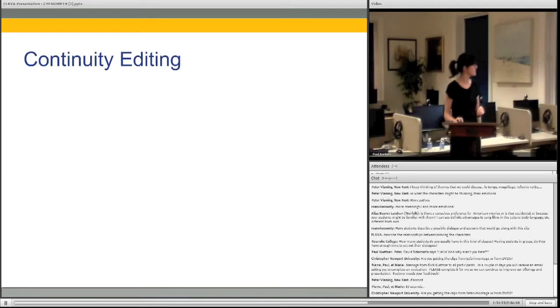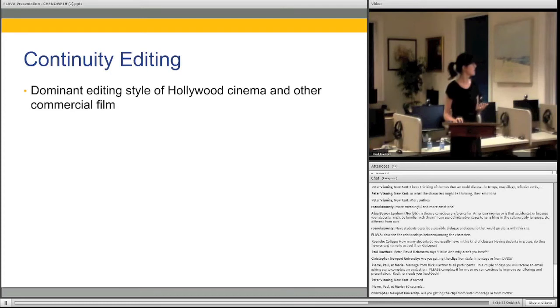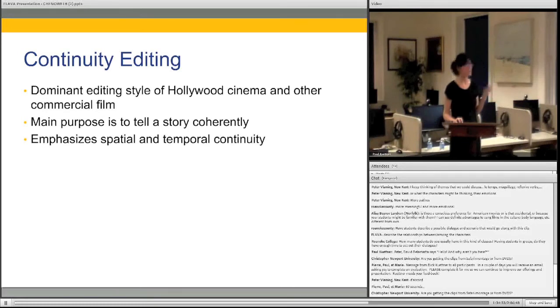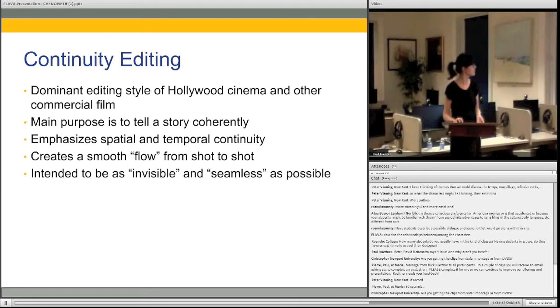All right, so continuity editing. We just saw the basic principles, that it was the dominant editing style of Hollywood and commercial film. Its main purpose is to tell a story, very narratively driven, and it emphasizes spatial and temporal continuity, hence continuity editing. It creates a smooth flow, which we saw demonstrated really well from shot to shot. It's intended to be as invisible and seamless as possible. We saw that echoed in editors themselves describing their craft.